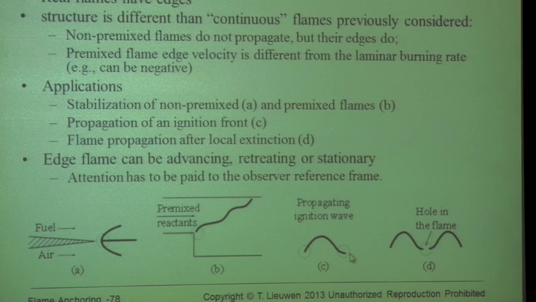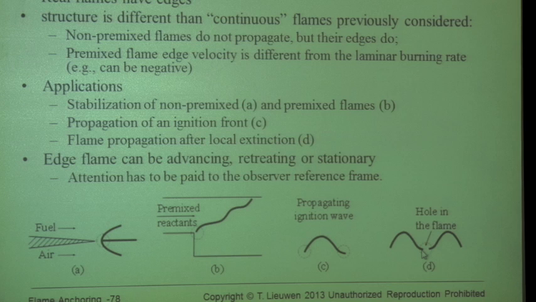Another example would be if you have flame extinction. So for example, you have a really strong vortex, the stretch rate goes above the extinction stretch rate, you locally get extinction, you're going to have a hole in the flame, now you have a flame edge. So now you have to introduce edge flame concepts to understand what these holes are going to do.